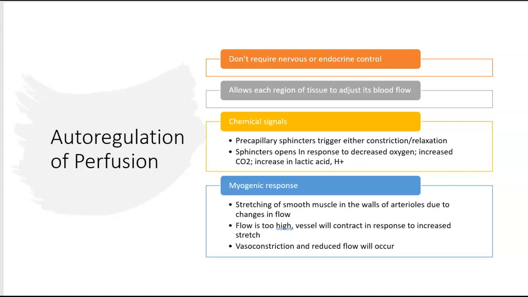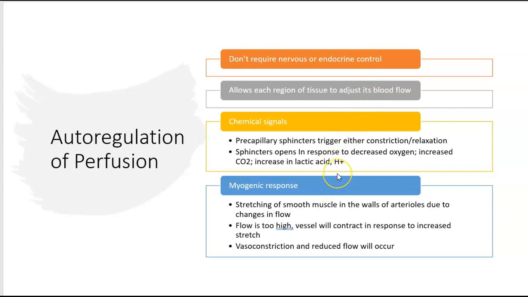As the name would suggest for autoregulation of perfusion, there are mechanisms that require neither the nervous system nor the endocrine system in order to regulate blood flow and adjust specific regions of tissues to blood flow. So these mechanisms don't require nervous or endocrine signals. They are going to allow regions of tissue to adjust its blood flow as needed in that specific region.